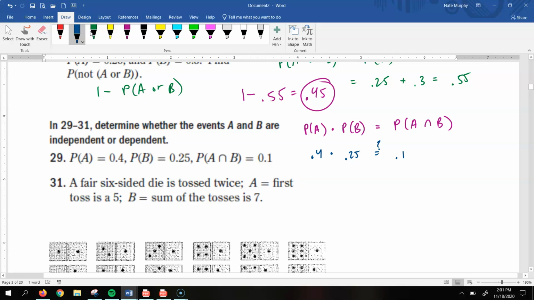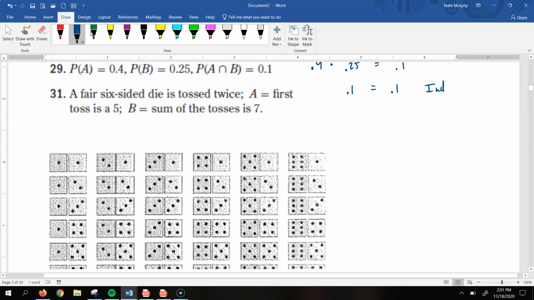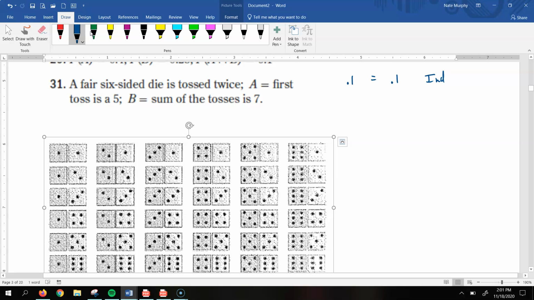If you multiply 0.4 times 0.25, sure enough, we get 0.1. It equals 0.1, so they are independent. If they had given us a number bigger or smaller than 0.1, so that the statement was false, then we would say that they are dependent. But for this one, they're the same, so it's independent. Let's look at number 31. Again, we're going to need one of these dice sheets here.